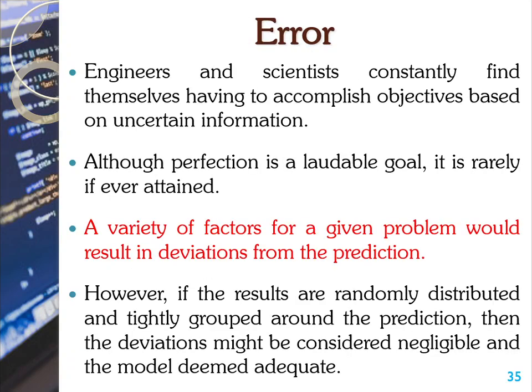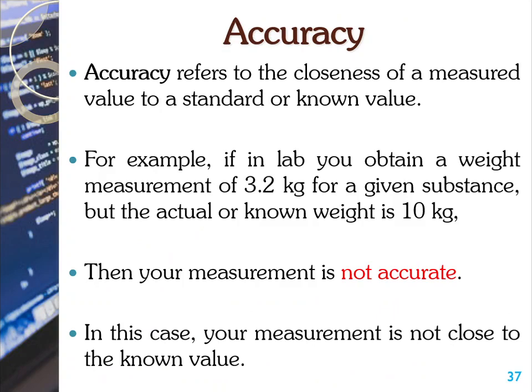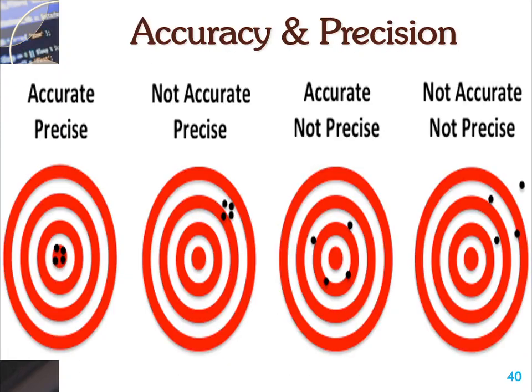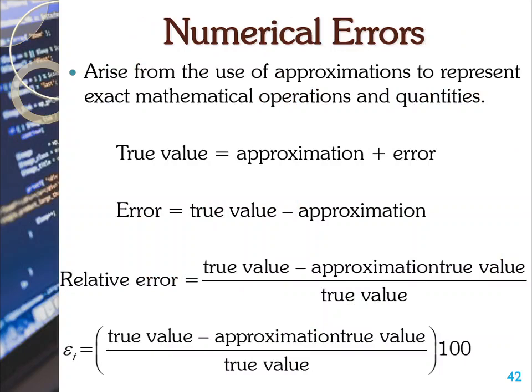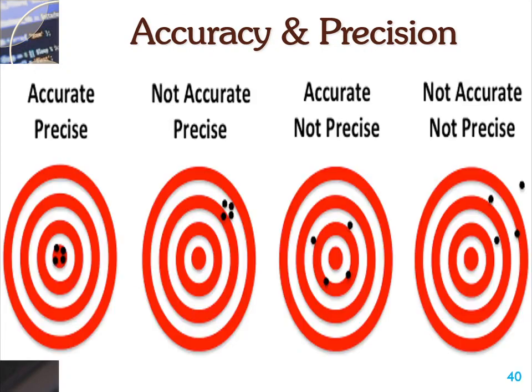So we started the lecture with you being engineers, you are going to constantly find yourself having to accomplish some tasks based on uncertain information. And by uncertain information, I'm referring to some errors that you are going to see once you're on the field. With all that, we need to find ways of accounting for all these errors. So we started off with accuracy and precision, where we got to see the difference between them. And now let's see how we can quantify these two.